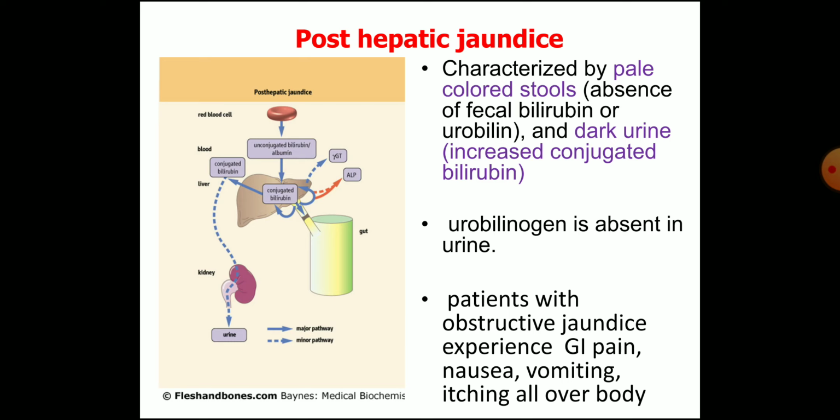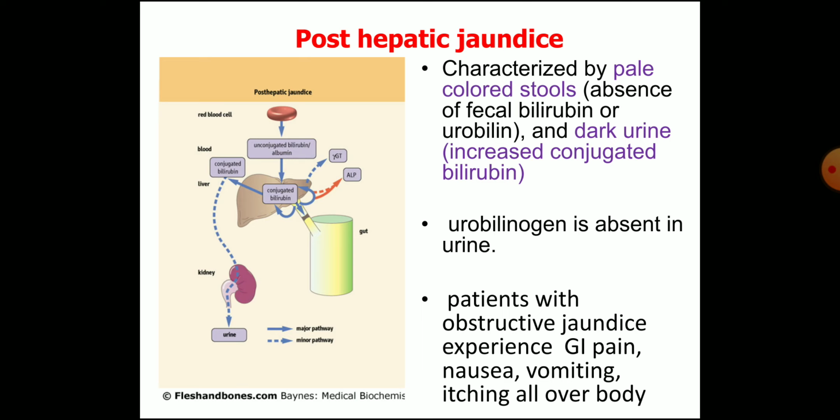Post-hepatic jaundice, here you can see the various causes in the diagram, and then what are the biochemical changes, and how the conjugated bilirubin increases in the blood and later on gets excreted through urine, etc. Why urobilinogen is not seen in the urine, that is shown here. Characterized by pale colored or absence of fecal bilirubin or urobilin, and dark urine, that is increased conjugated bilirubin. The color of the urine may be dark, so that is due to the bilirubinuria or the conjugated bilirubin in excess quantities. When it is excess in the blood, being water soluble, it can be excreted through urine.